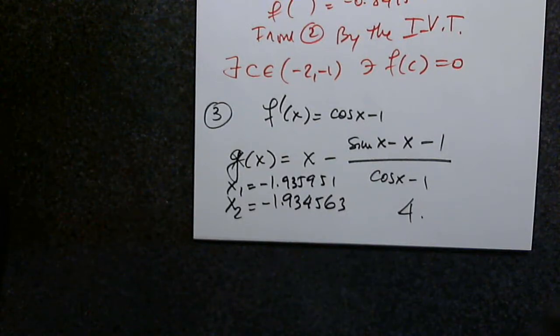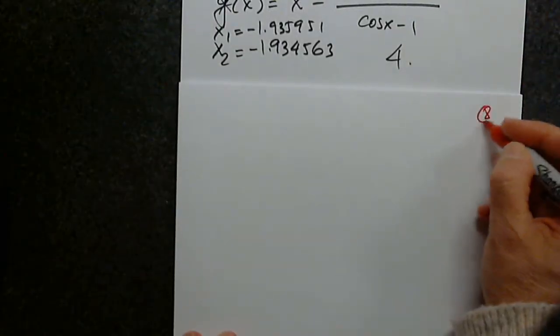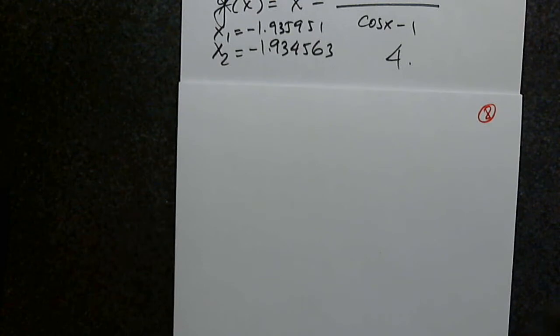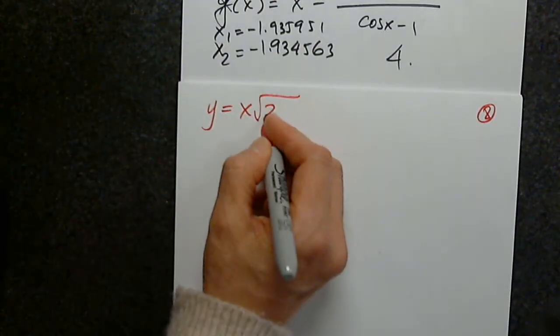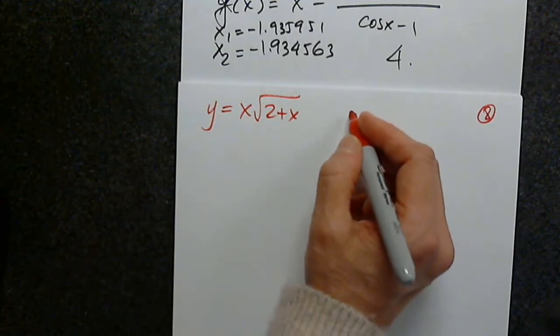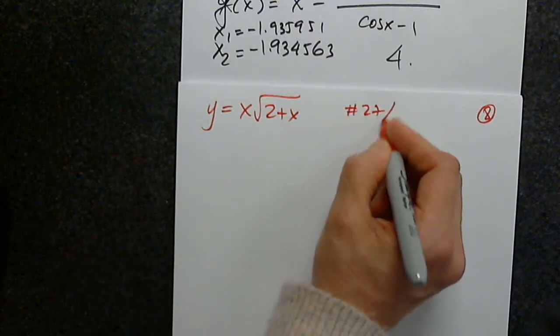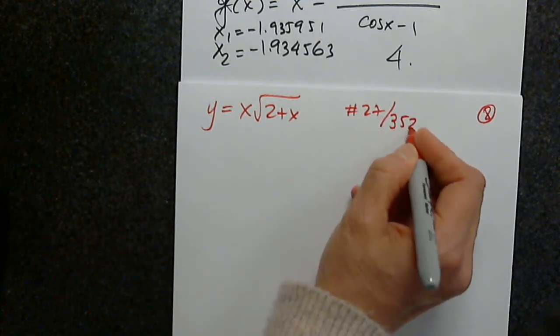Let's look at 27. If you remember working on it, I'll choose another. I do not remember working on 27, but maybe we did. So y equals x times the square root of 2 plus x, and that is 27 on page 352.